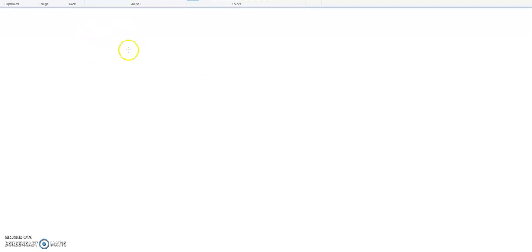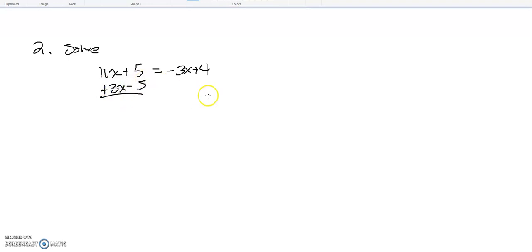The next 3 problems are all just solving linear equations. They get consistently harder. So we have 11x plus 5 equals minus 3x plus 4. The main goal is to just collect x's on the same side of the equation and numbers to the other side. Just to be consistent, usually I try and keep the coefficient of x positive when given the opportunity. So I want to move the x's to the left-hand side of the equation and the regular numbers to the right-hand side. So I can basically add 3x and subtract 5 to both sides.